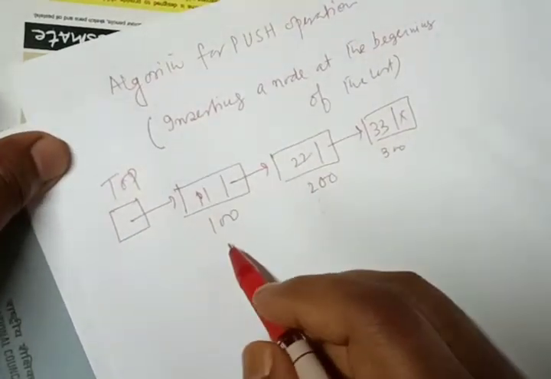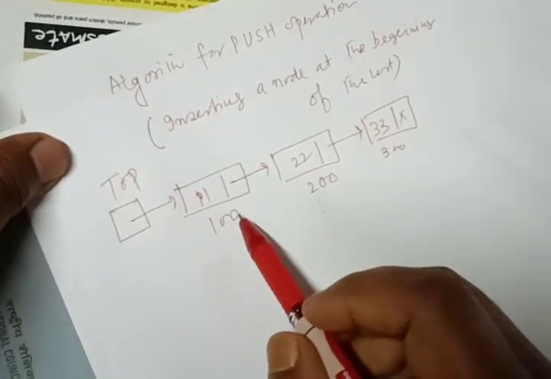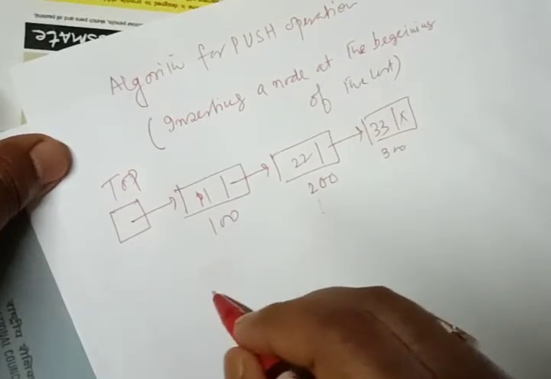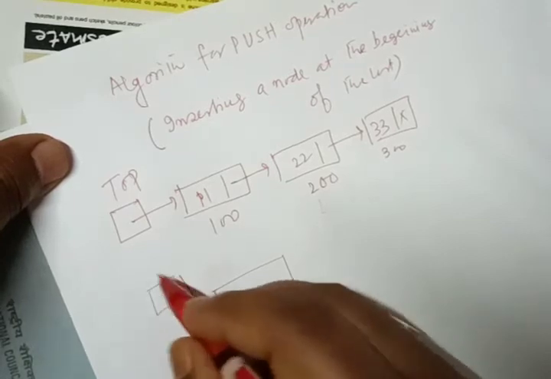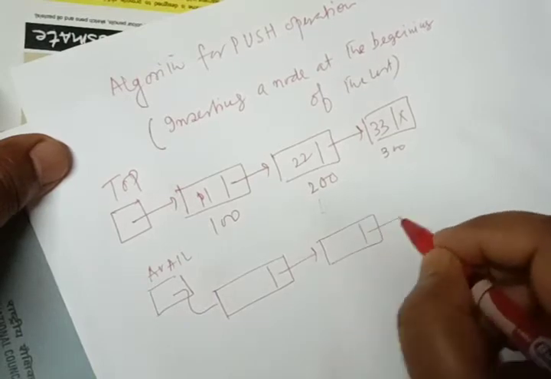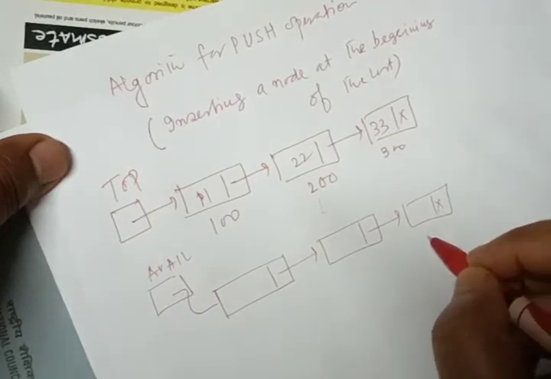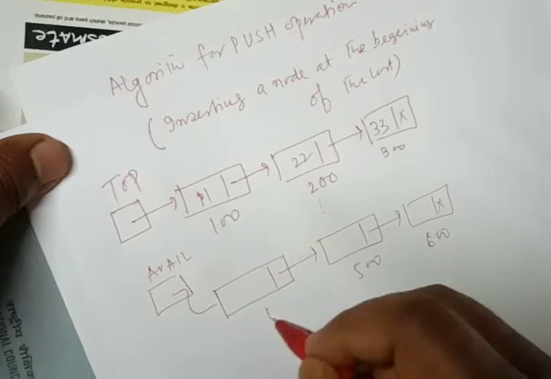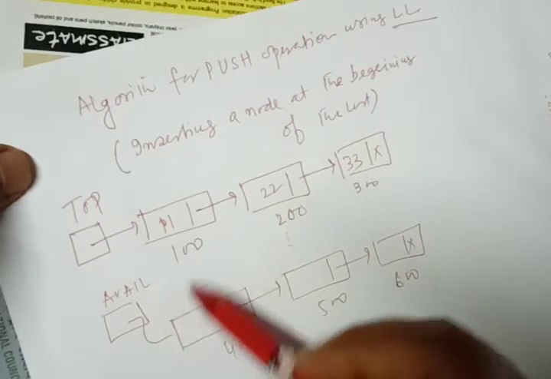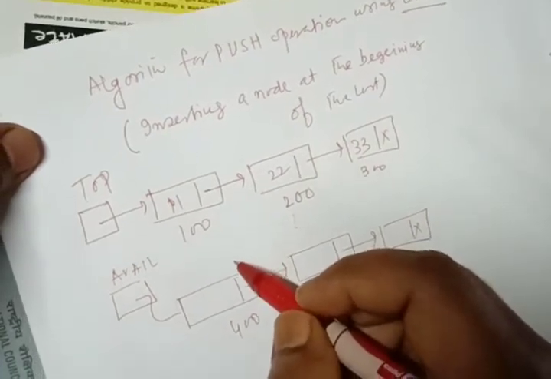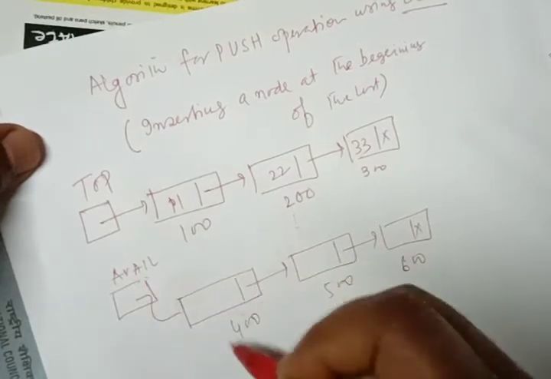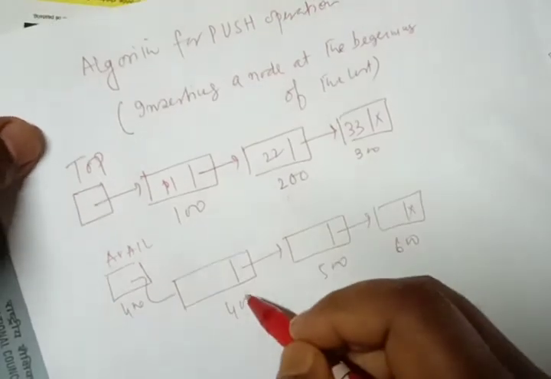Now, as I have already told you, besides a used list or used stack in the memory, the system maintains one more list, and that is the avail list. Suppose these are the available nodes. These are the available blocks. So how does the algorithm for the push operation using a linked list work? First you have to check whether avail is null or not. Here avail is not null because the value of avail is 400.